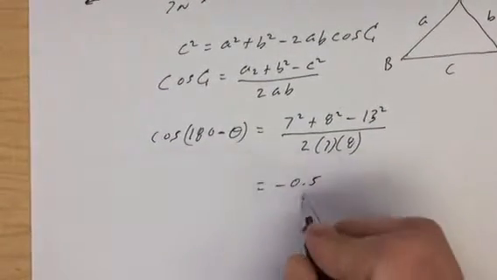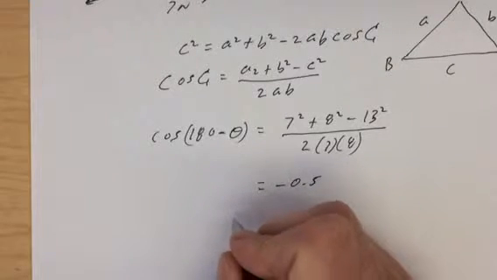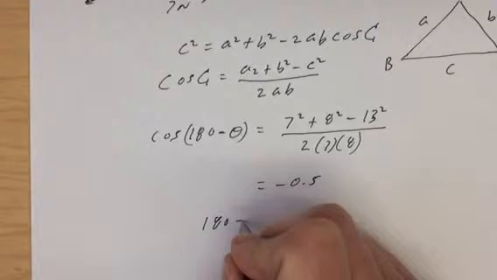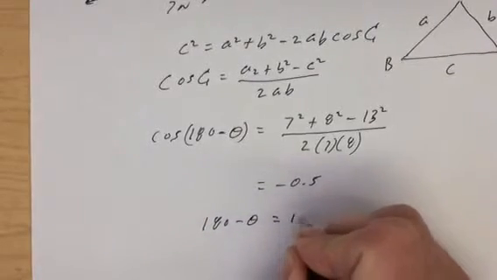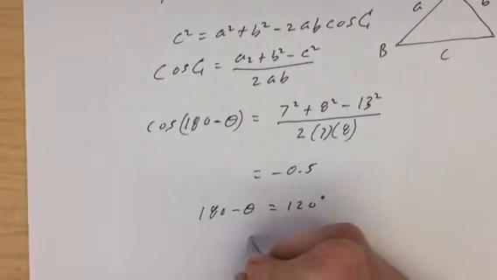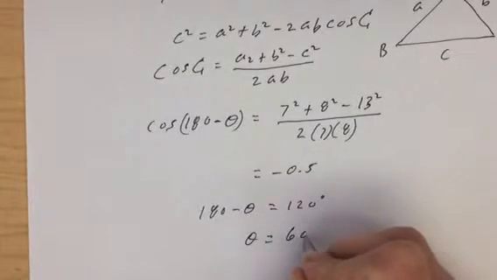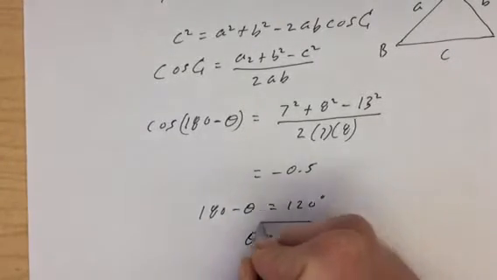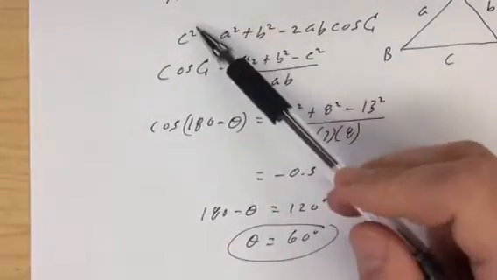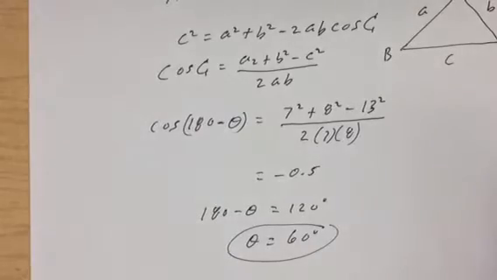So then you take the cos inverse of that, and that gives you 120 degrees. So 180 minus theta equals 120 degrees. And that makes theta 60 degrees. Okay, so the angle between the two smaller forces is 60 degrees.